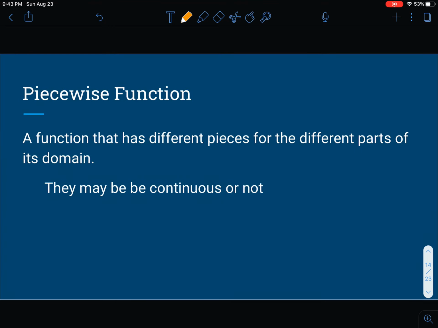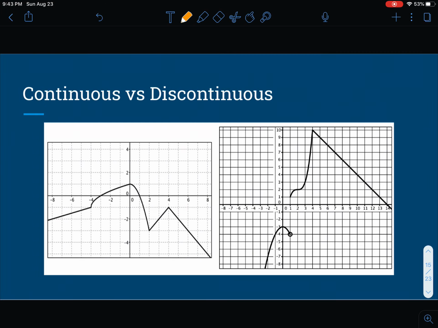Okay, for piecewise function, a function has different pieces for the different parts of the domain, and it might be continuous or not. And obviously feel free to pause and jot down notes or questions as we go through. So this is our continuous function, and an easy way to tell is if you can go the entire way without lifting your pen or pencil, then you know you have a continuous function.